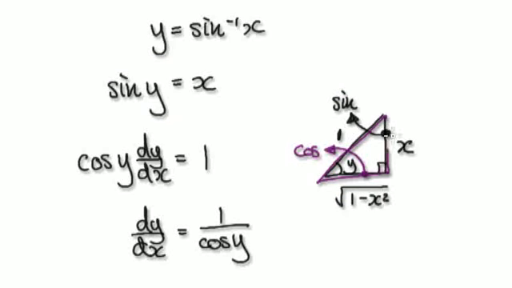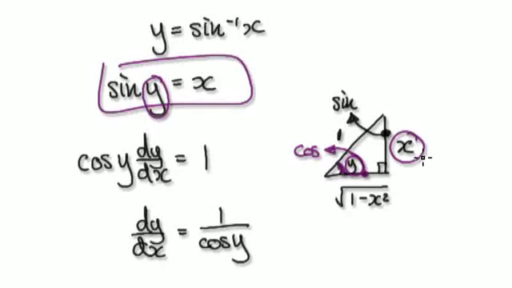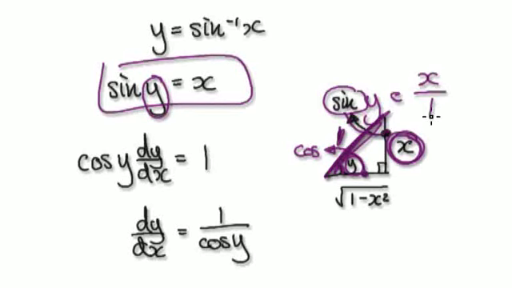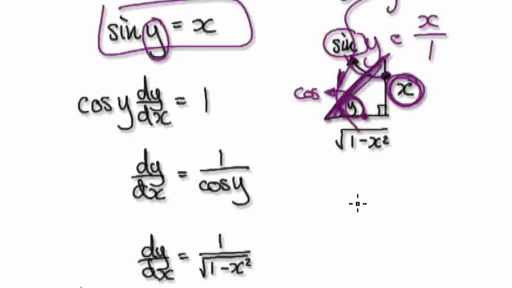If you look at a triangle, let's say the angle here is y. Set it up in such a way that this statement is true. Let this be x, and let this length here be 1. So sine of y will equal the opposite over the hypotenuse, which is 1, so sine y equals x.